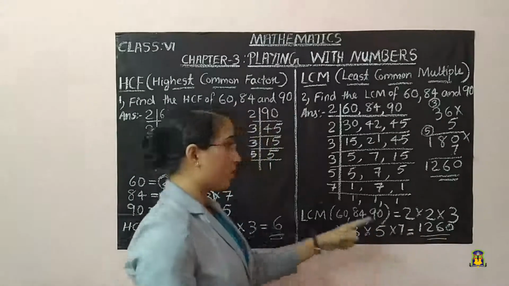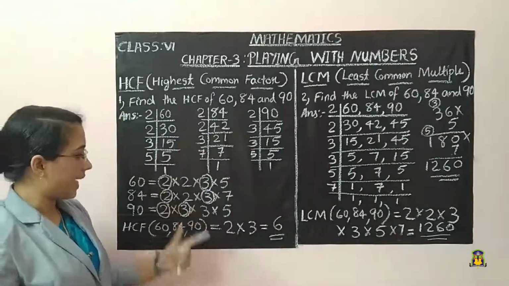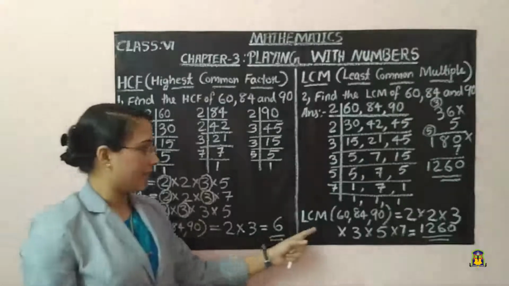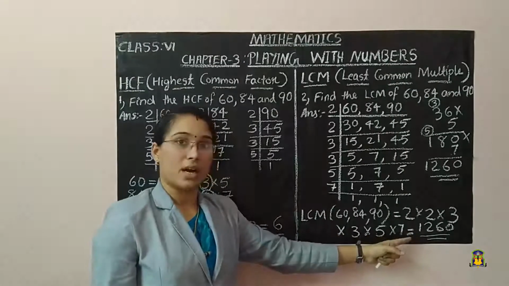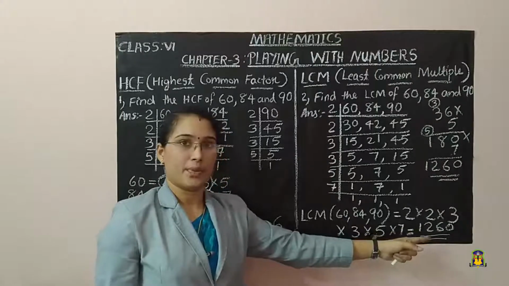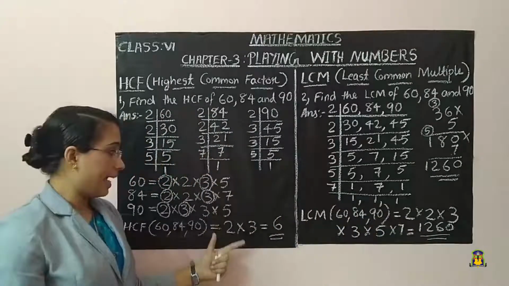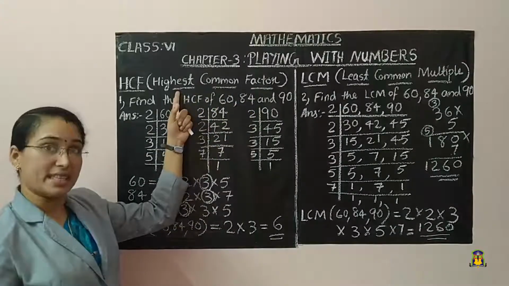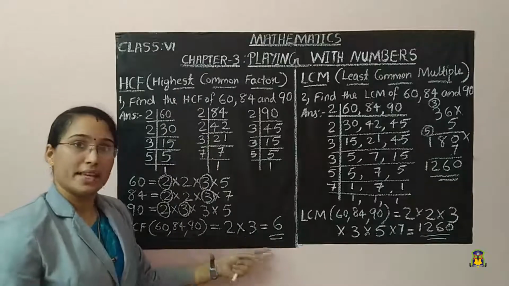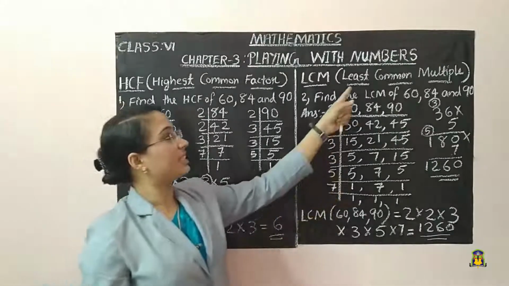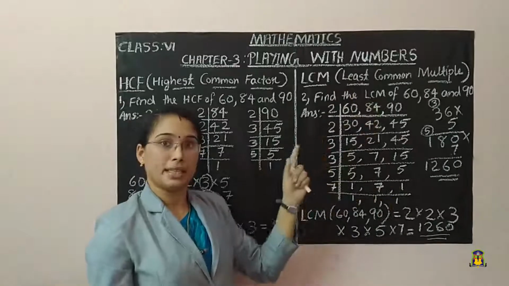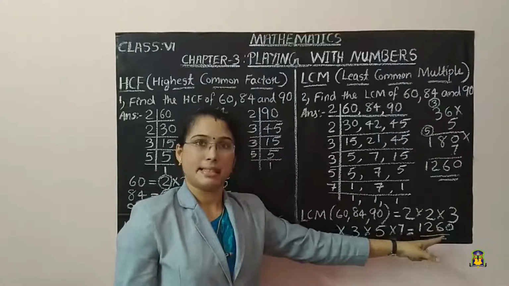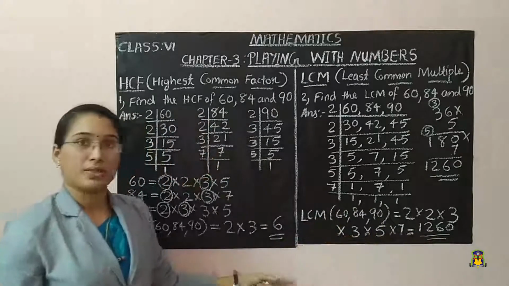1260. Okay. So in the same question, we have now completed the HCF and LCM. HCF, what will be the answer? 6. Then the LCM answer is 1260. Understood what the difference is? HCF means highest common factor. Here they use the word highest, but the value is very small. Here we are using the least common multiple. In the common multiples, which one is the least? Here, 1260. So I hope you understood the concept.